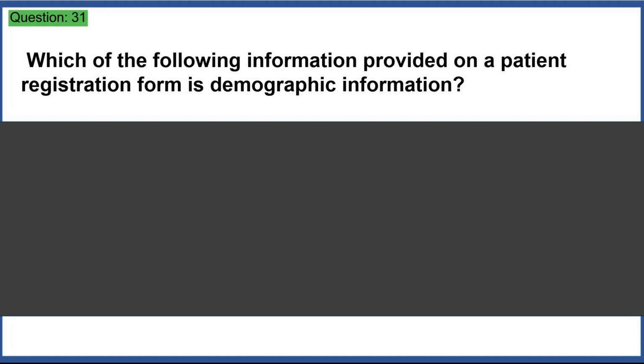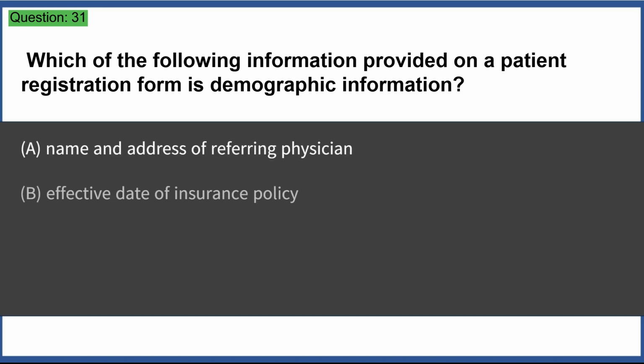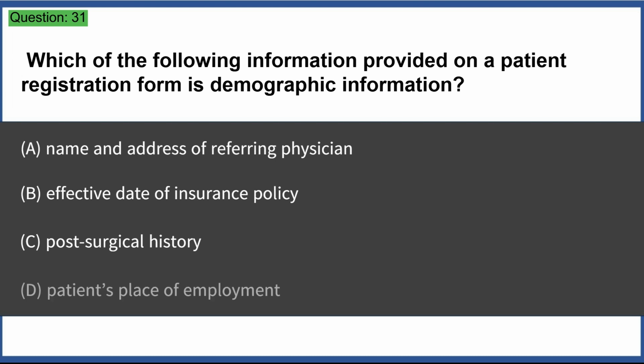Which of the following information provided on a patient registration form is demographic information? A. Name and address of referring physician. B. Effective date of insurance policy. C. Post-surgical history. D. Patient's place of employment. Answer D. Patient's place of employment.